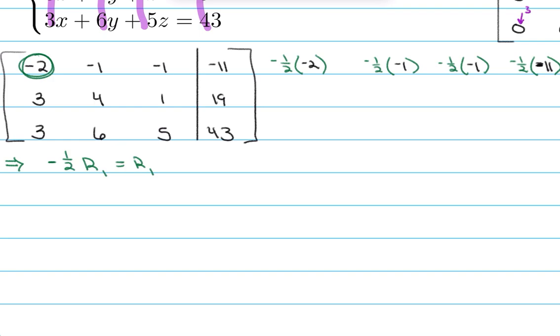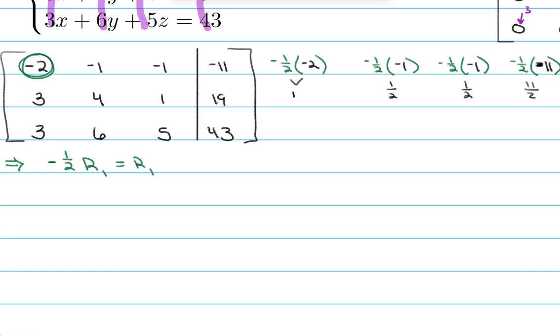Okay, so these are the operations that I'm going to do on the first row. The second two rows are going to stay as they are. So I'm going to end up with -2 times -1/2 is 1. -1/2 times -1 is a positive 1/2. -1/2 times -1 is a positive 1/2. And -1/2 times a -11 is a positive 11 over 2. Again, I'm going to keep everything as fractions.